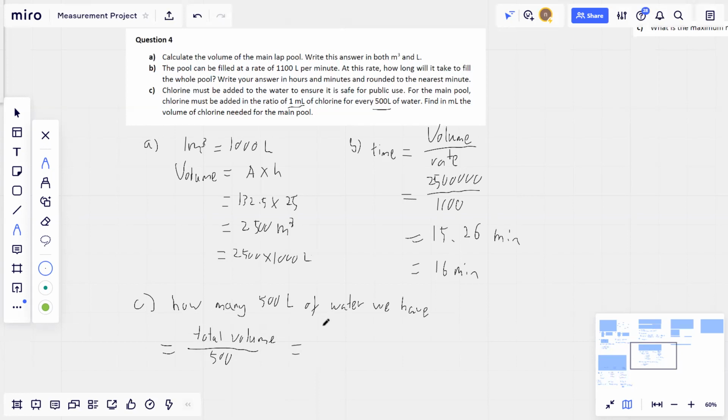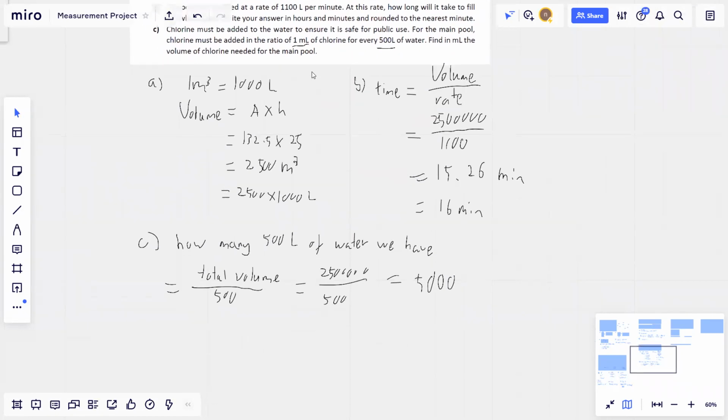So that's 2,500,000 divided by 500. Oh, 500, sorry. For this one, you can guess roughly. For example, the answer is 5,000. So you need to use this one times by this one, and just put this one down.